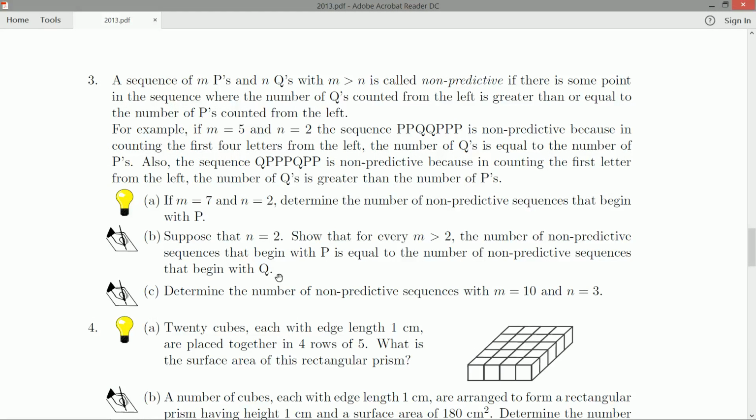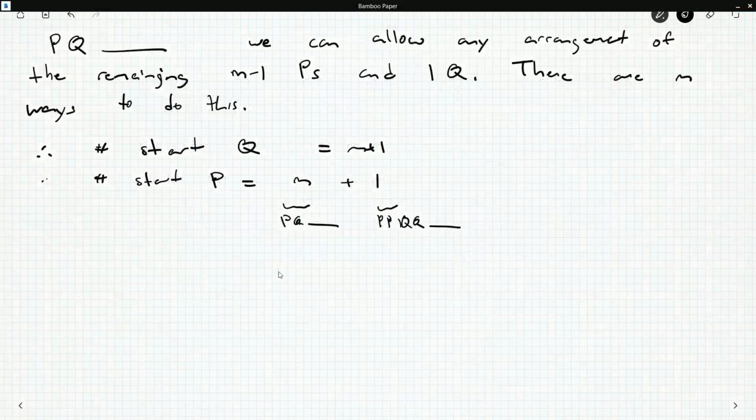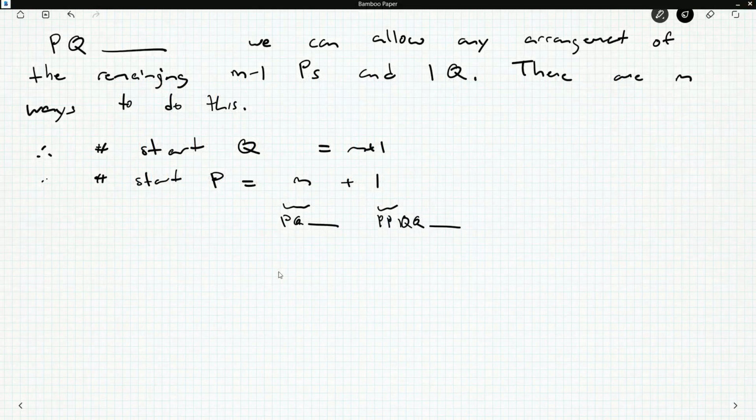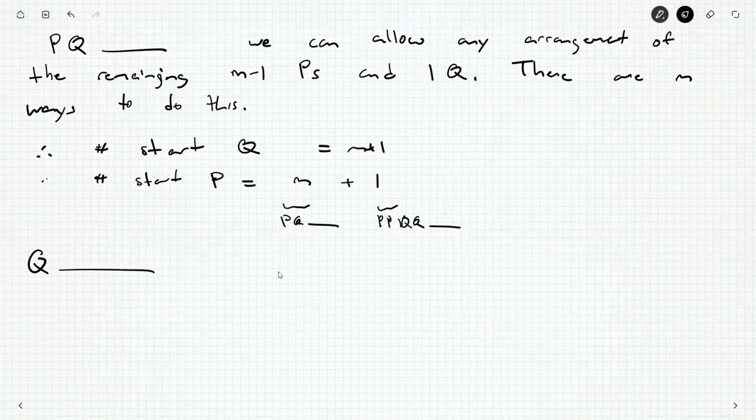So I can start with Q. And then, so here's what I'm thinking. Either I start with Q, and we work that one out, or I start with P.